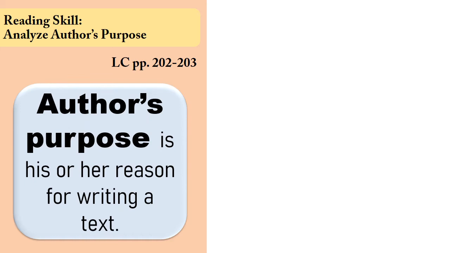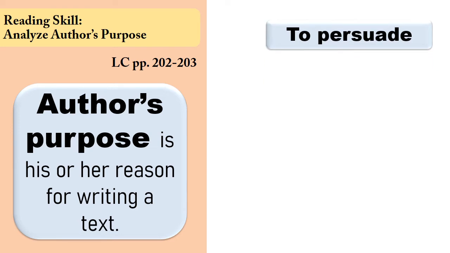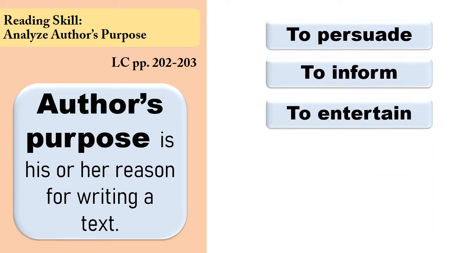So we all know that in each written text there should be a specific purpose, and we all know that the author's purpose is the reason for writing the text. There are three most common purposes of the author's writing text. We have to persuade, to inform, and to entertain. An author will use different types of writing to help achieve his purpose.